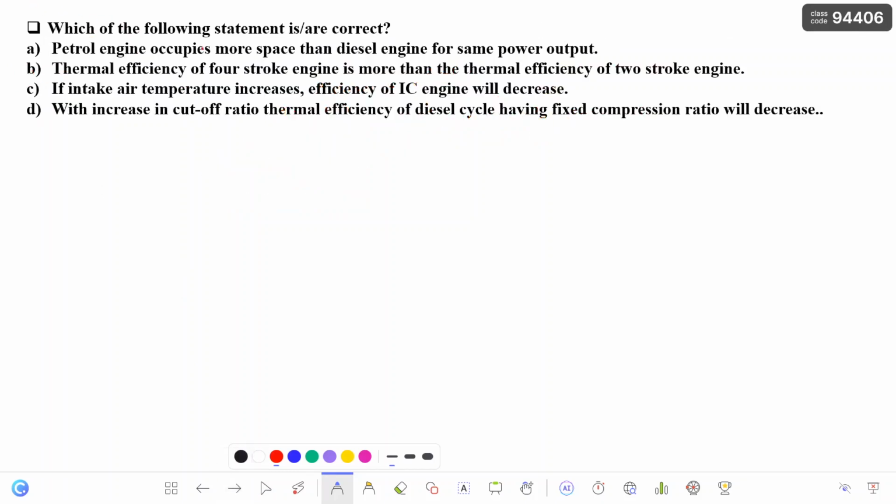Okay, the next question is, which of the following statements are correct? The petrol occupies more space than the diesel for the same power output. This one we have already covered. Is this false or correct?